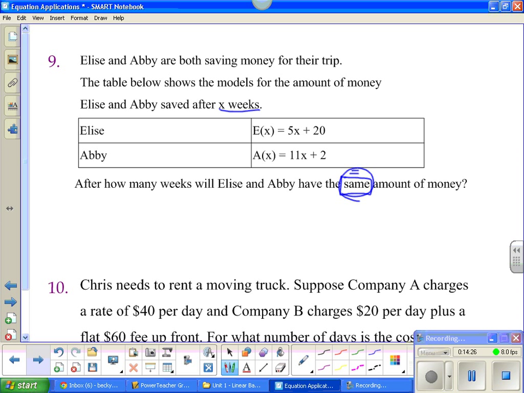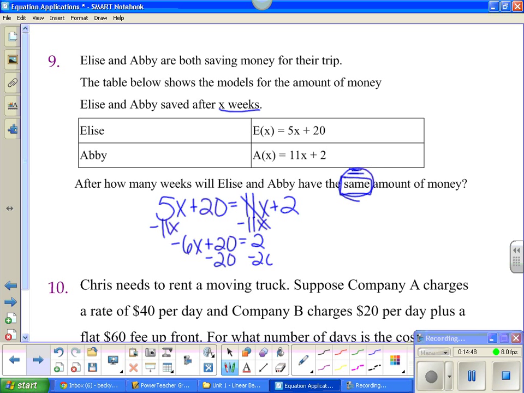So we're going to take these two equations and set them equal to each other and see when they are the same. So 5x plus 20 equals 11x plus 2. I'm going to get my x's on the same side, so I'm going to subtract my 11x over. That gives me a negative 6x plus 20 equals 2. Then I'm going to subtract my 20. And that gives me negative 6x equals a negative 18.